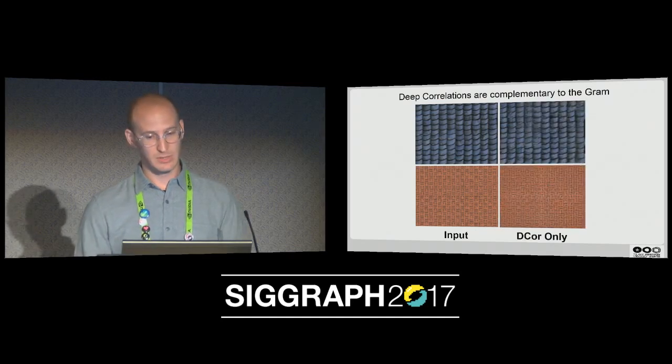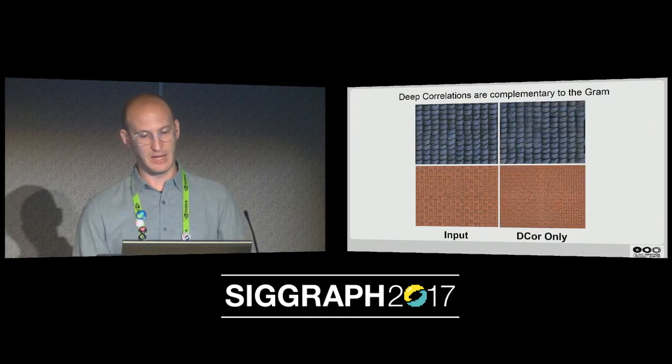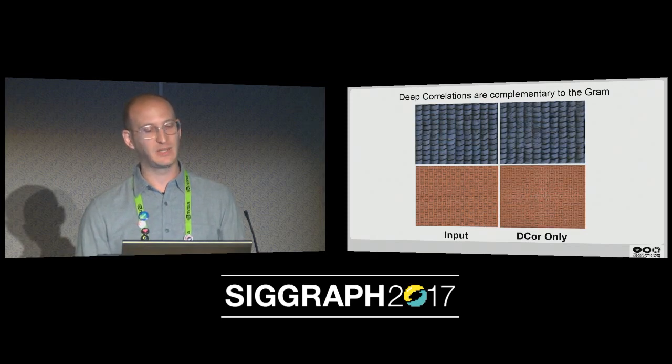Now what I do is that I use the deep correlation loss. Here we show the result of using correlation loss instead of the Gram loss, and see that structure is beginning to be preserved, but it's still far from perfect.